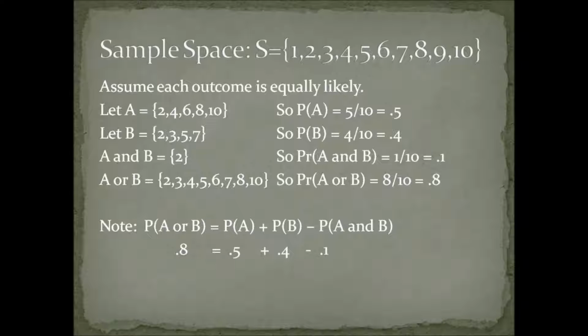Now notice how the probability of A or B equals the probability of A plus the probability of B minus the probability of A and B. We could see that because 0.8 is the probability of A or B, 0.5 is the probability of A, 0.4 is the probability of B, and 0.1 is the probability of A and B. I needed to subtract the probability of A and B in order to avoid double counting the 2, which happens to appear in both A and B.